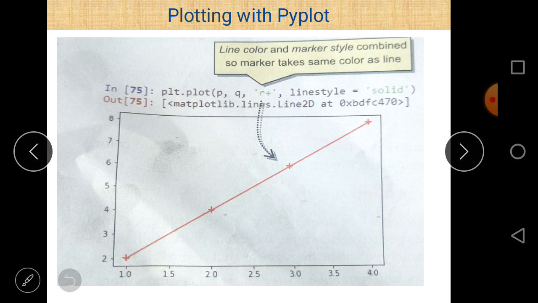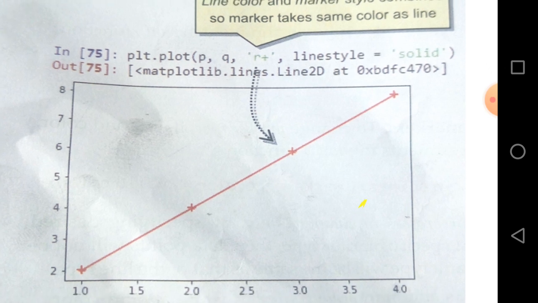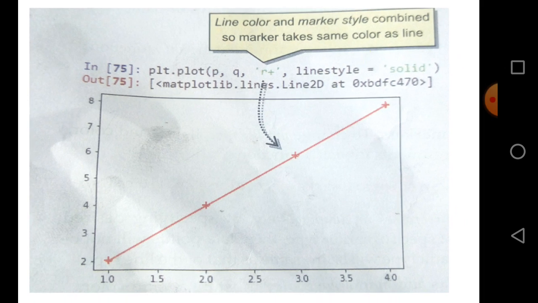This is a little bit different from the previous one. Here again we use plt.plot, where plot is the name of the function used to plot a line chart, and plt is the alternative name for the matplotlib.pyplot library. Then after that there are the values p and q. In the line chart, p represents values along the x-axis, and q represents values along the y-axis, and then there is a value r plus.